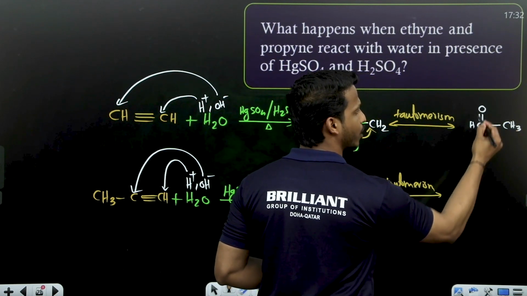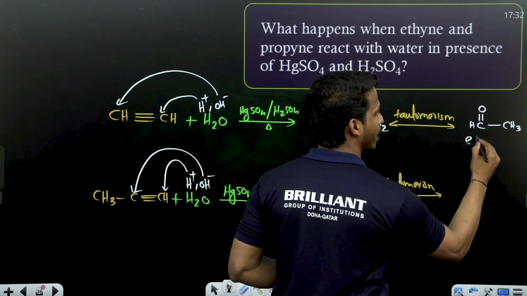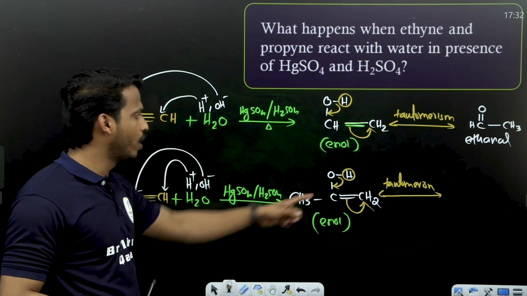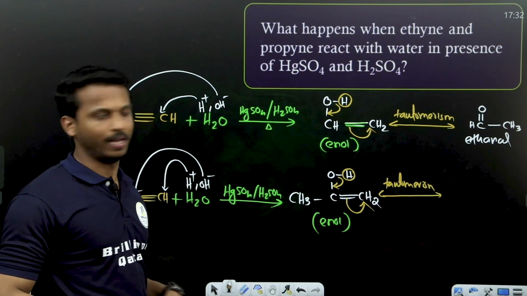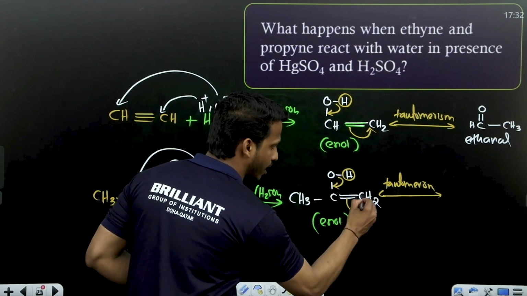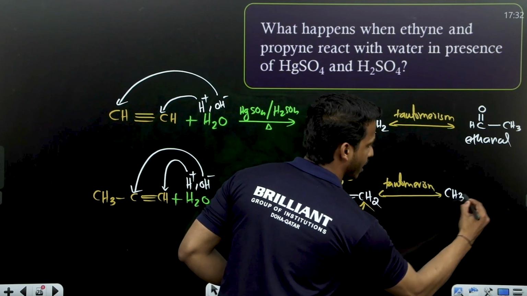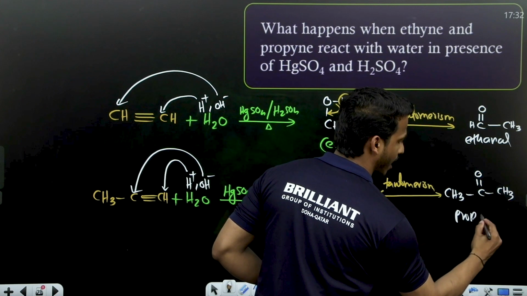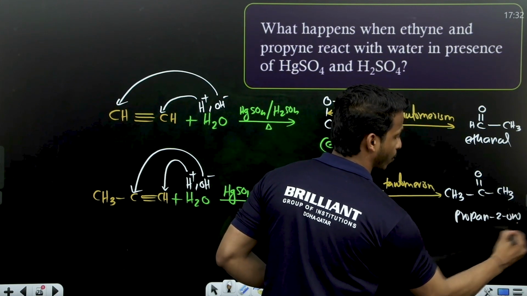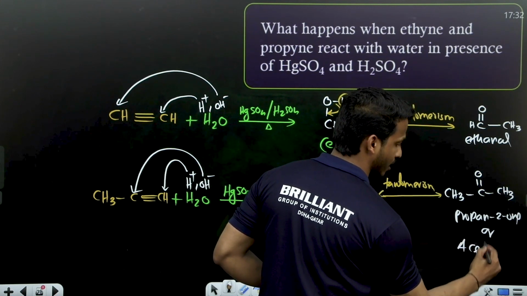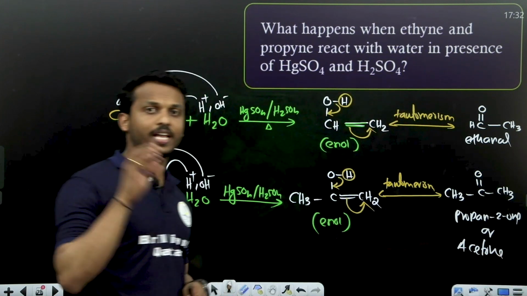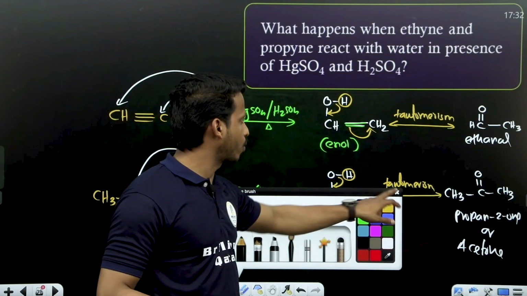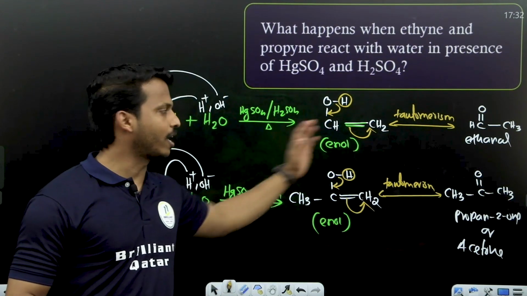What is CH3CHO? Aldehyde. CH3CHO, what we call ethanal. Same way, all of you pause the video, just do this one and tell me the product name. So this hydrogen reached here, so it will be CH3 C double bond O CH3. What is it called? Propan-2-one, or acetone. You know, propan-2-one is also called what? Acetone. Okay, so generally when you add water to an alkyne in the presence of mercuric sulfate and H2SO4, it is converted to what?